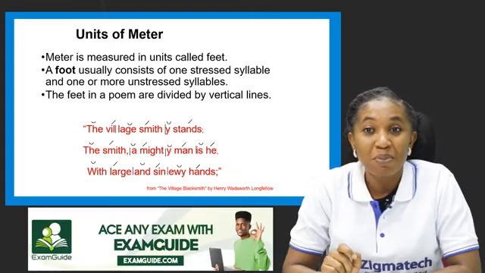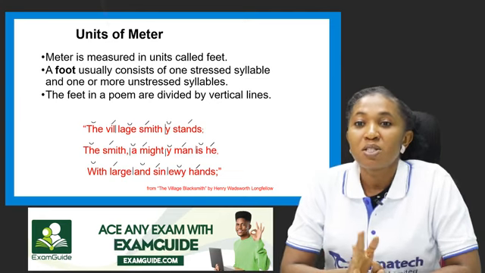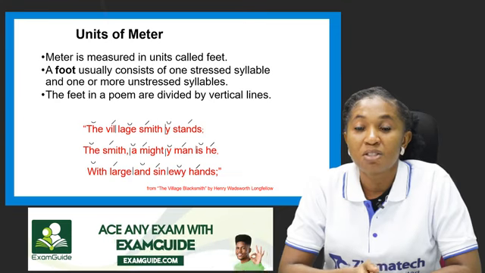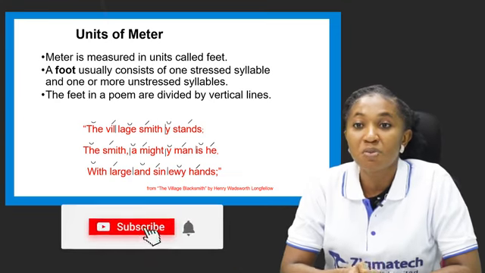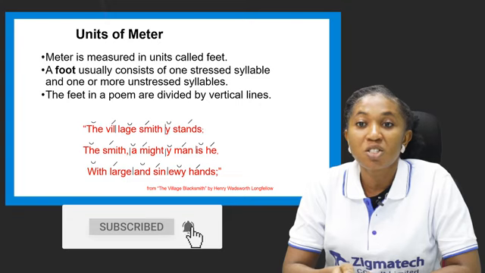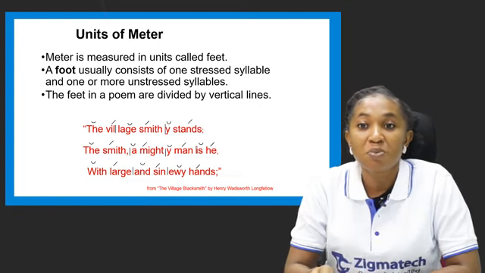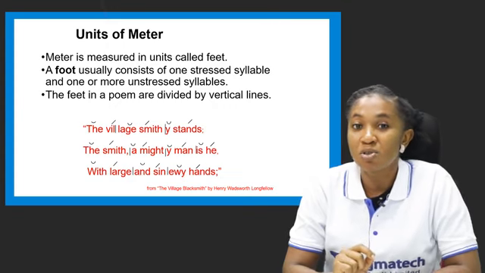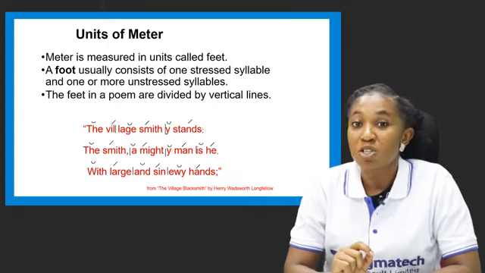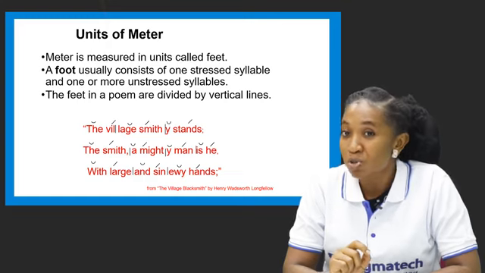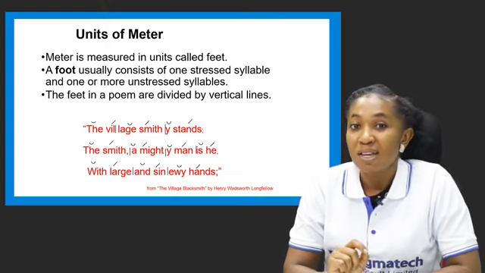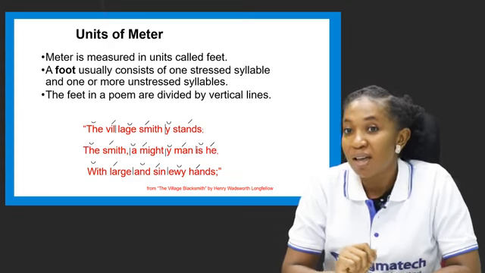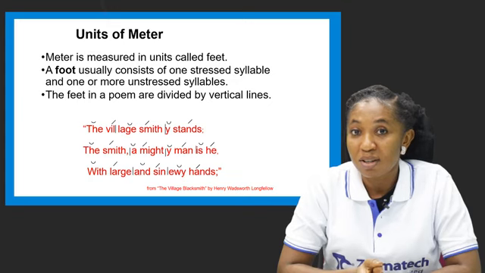The vertical lines are in black, okay? So let's look at this example here. It says, the village smithy stands. You'll notice that in this line, the is unstressed, vil is stressed, lidge is unstressed, smith is stressed. The Y in smithy is unstressed, and then stands is stressed.